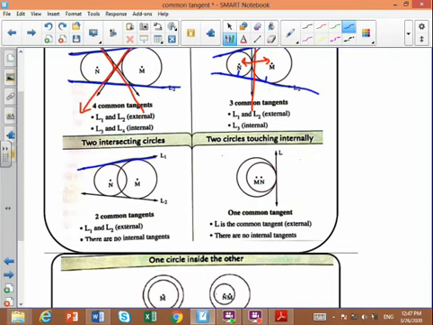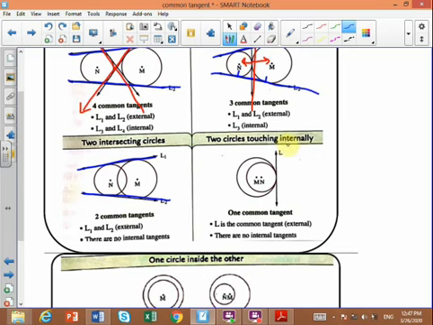Okay, here L1, if the two circles are intersecting, so you will find that you have two common tangents. L1, it's external because it is what? Because the two circles are on the same side. And L2, external because it is on the same side. And there is no internal tangent for the two intersecting circles.